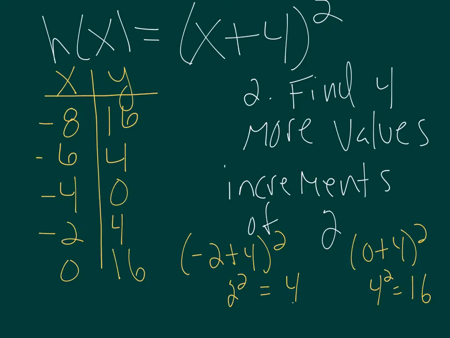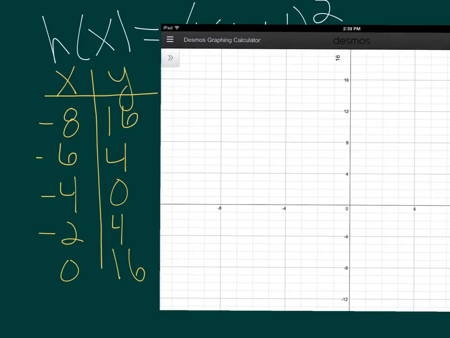Now we have to go to a graph. So I'll pull up a graph. Okay, so here's my graph pulled up. Now I'm just going to go right down the line and plot these points. So I'm going to plot negative 8, 16, which is right here. And then negative 6, 4, right there. Negative 4, 0, that's our vertex. And then negative 2, 4, right here. And then 0, 16 is right here.